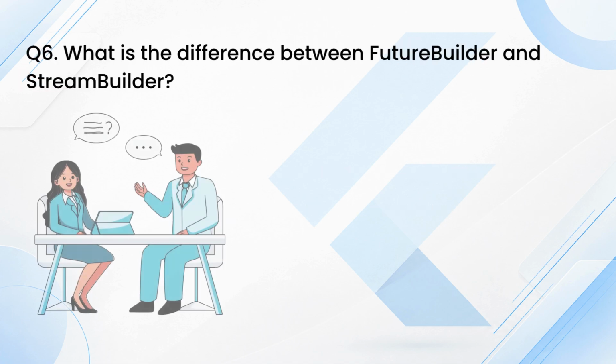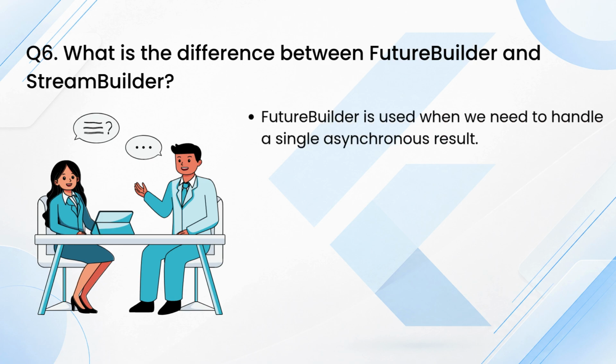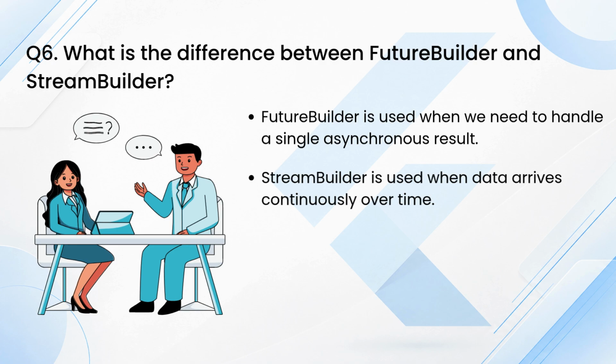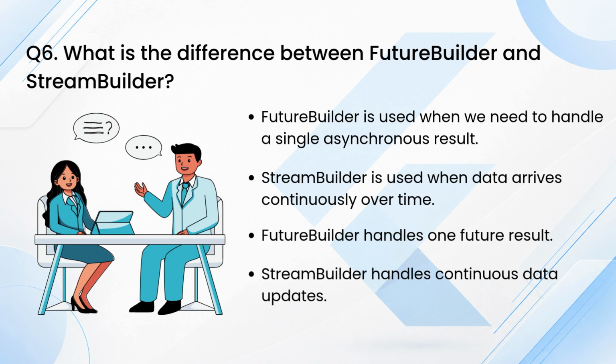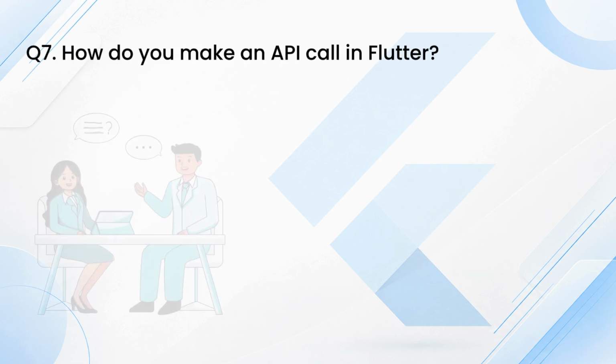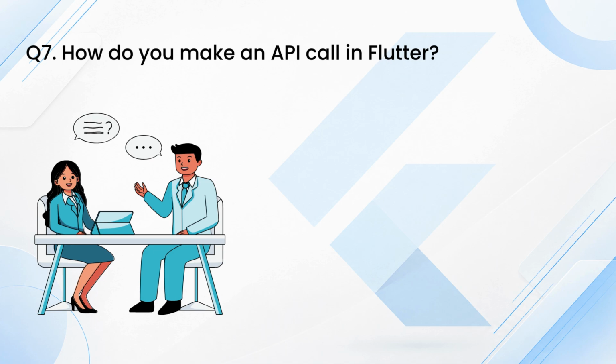Question 6. What is the difference between FutureBuilder and StreamBuilder? FutureBuilder is used when we need to handle a single asynchronous result. StreamBuilder is used when data arrives continuously over time. Simply remember, FutureBuilder handles one future result. StreamBuilder handles continuous data updates. Let's move.